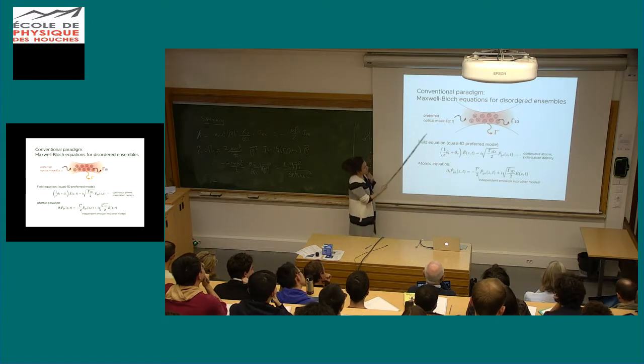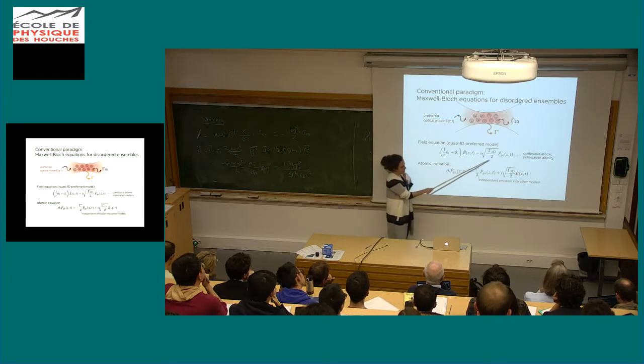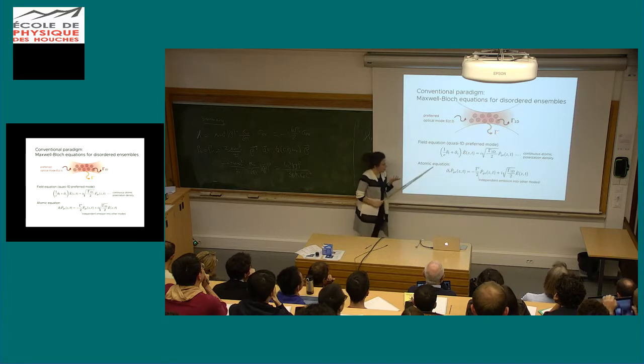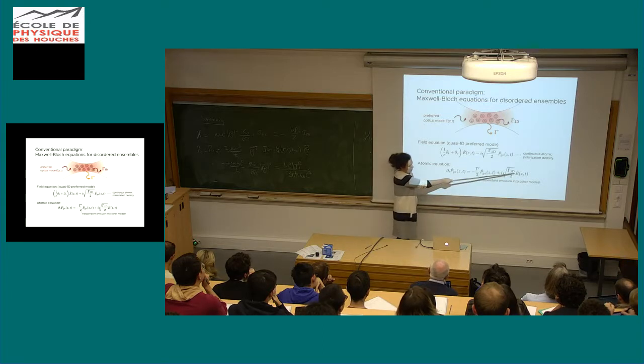So the Maxwell-Bloch equations are called that because we have an equation for the field, the Maxwell part, that tells me that the evolution of the field is related to the atomic polarization density, and of course to the coupling of the atoms to this field mode, gamma 1D. And then I have the Bloch part, the atomic equation, which tells me that the evolution of the polarization density of the atoms is related, of course, to the field.